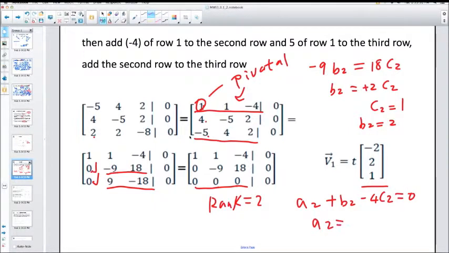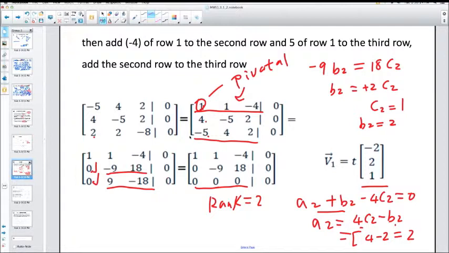Then the A2 equals 4C2 minus B2 equals 4 minus, wait a moment, which one I got? B2, C2, I need A2. A2 plus, it's a 4C2 minus B2. It's a 4 minus 2 is 2. Not a negative 2. Did I make a mistake?